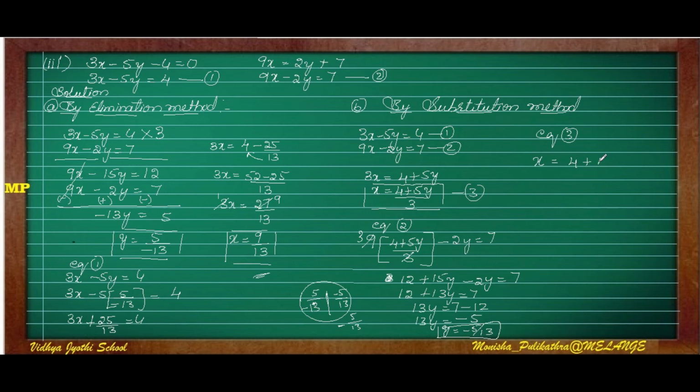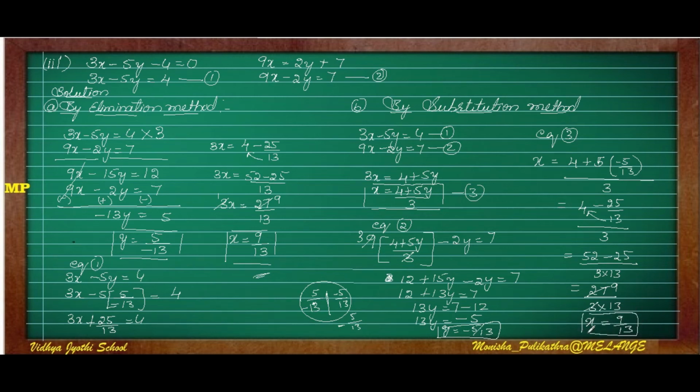X is equal to 4 plus 5y, all divided by 3. In the place of y, I will be substituting minus 5 by 13. So here 4 plus into minus, minus 5 5s are 25 divided by 13, whole divided by 3. So 13 4s are 52 minus 25, whole divided by... this 13 will come in the numerator. So it will be 3 into 13. So this is 27 divided by 3 into 13. Here 3 1s are, 3 9s are. Therefore the value of x is 9 by 13.